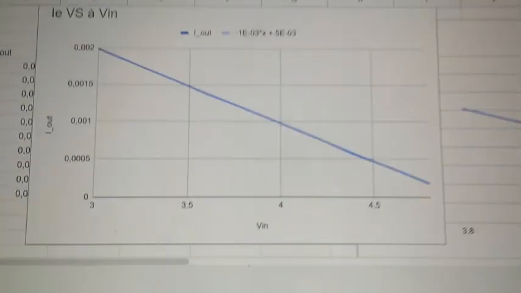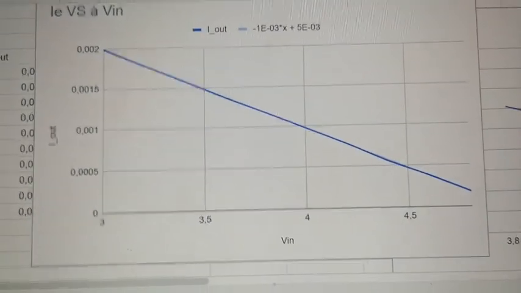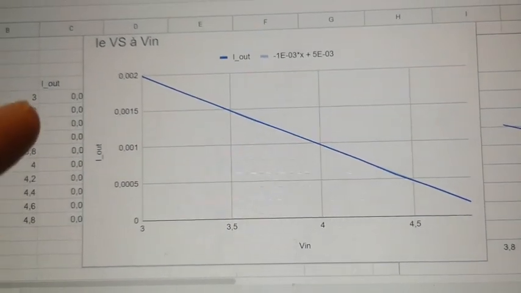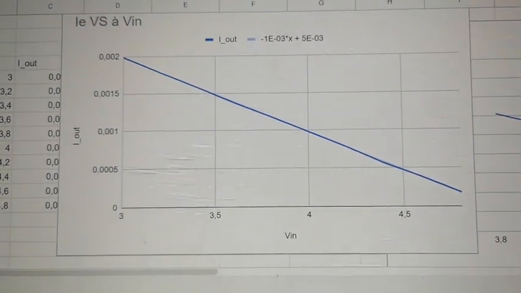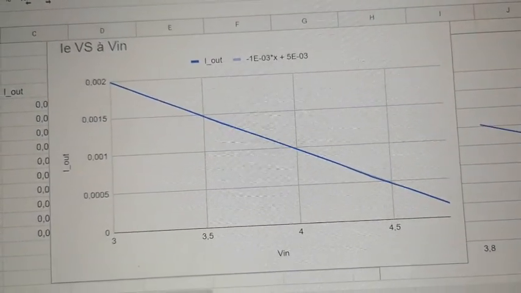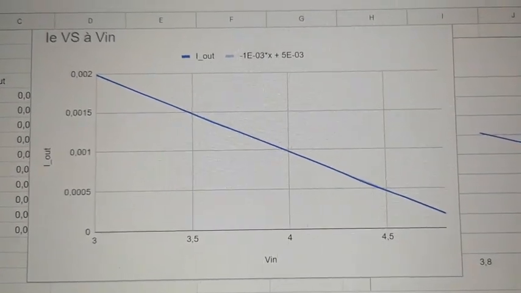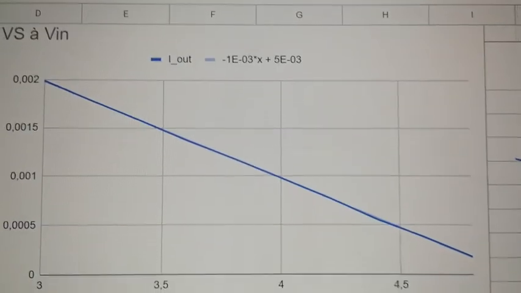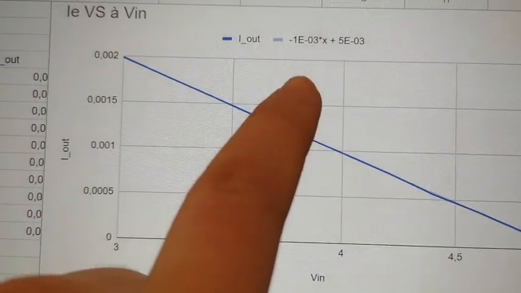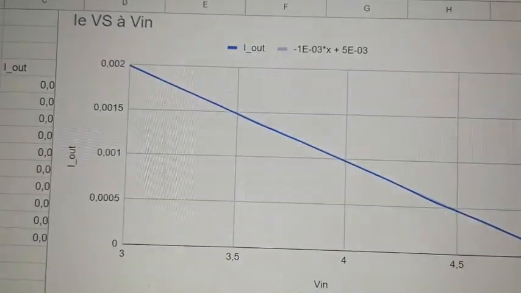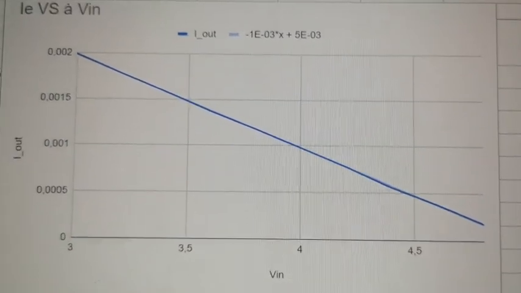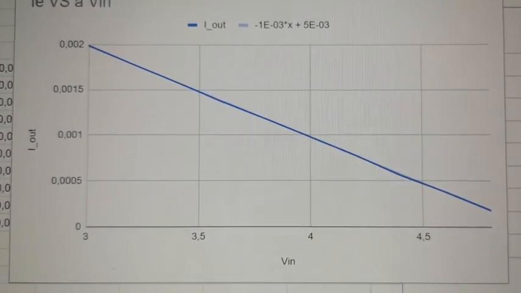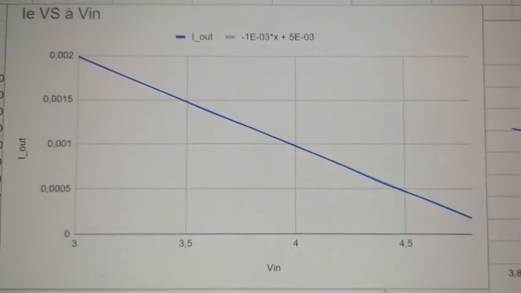Alright, so I'm gonna show you the IV curve of our voltage controlled current source. So here we have the voltage of the emitter as a function of the input voltage, and we see that the current at the emitter linearly decreases as a function of the gain. The slope is given by here, as we can see, 10 to the power minus 3, which is equal to 1 over Re, as the resistor at the emitter was 1 kilo-ohm. So this is the curve we expected.